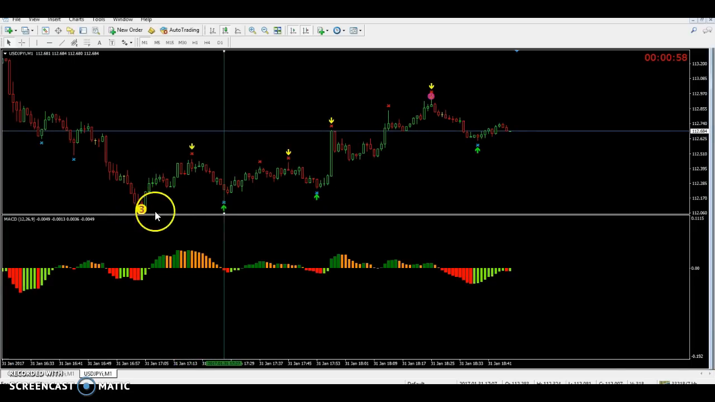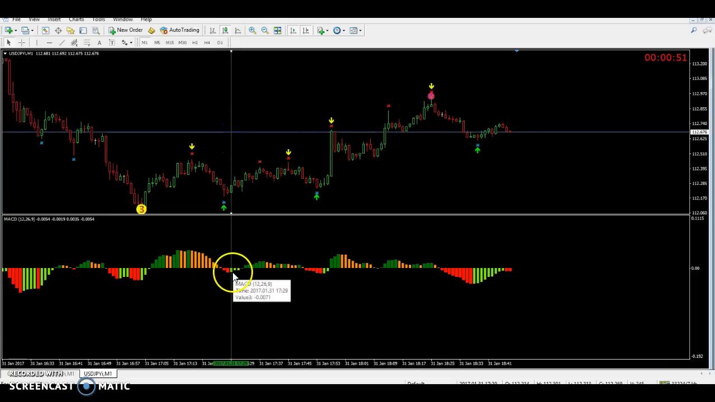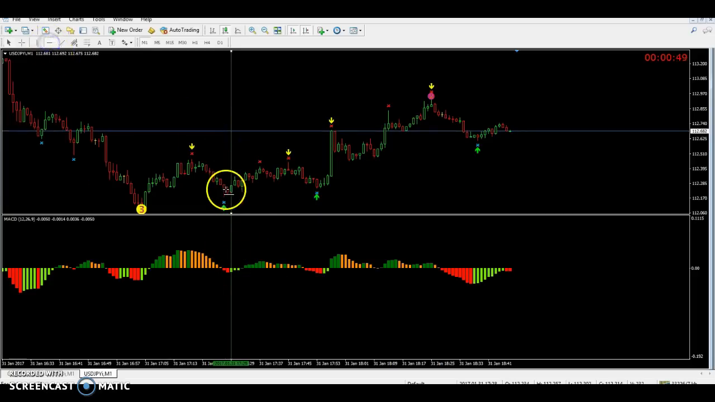You see how that happened? Now, since it didn't repaint, I'm going to take the trade once I get a lime MACD bar. That's my entry. So I'll take my trade right here.